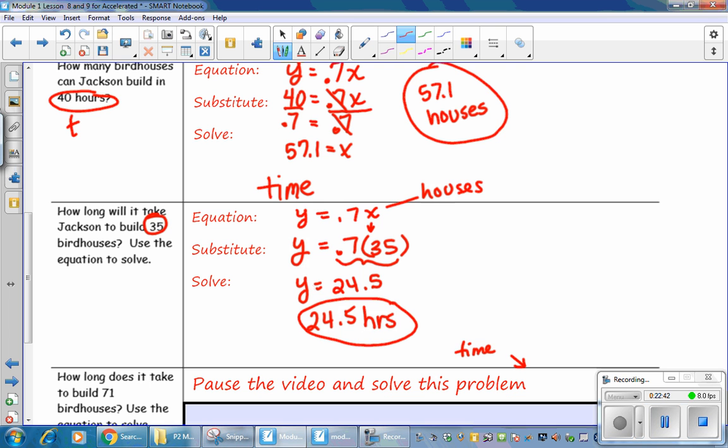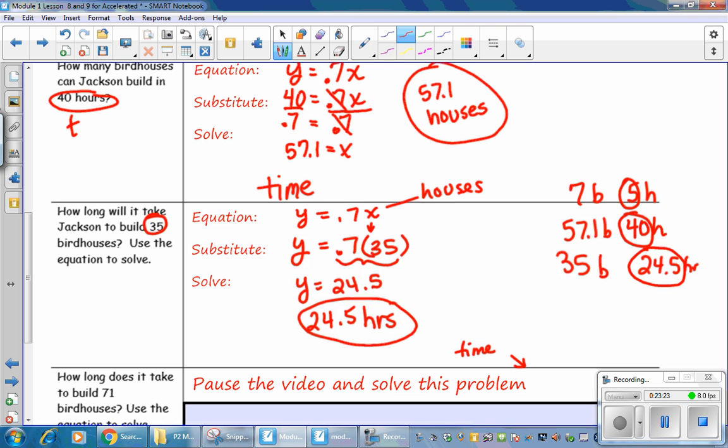And we know these are correct by looking back at the original proportion that they gave us. They said that 7 birdhouses take 5 hours, and then we calculated for 40 hours that it would take 57.1 birdhouses, and in this problem that it would take 24.5 hours to build 35 birdhouses. So if you did the division, 5 divided by 7, 40 divided by 57.1, or 24.5 divided by 35, you would get the unit rate, which is 0.7. Now, it's not going to be exact because we rounded these numbers, but it will be approximately 0.7.